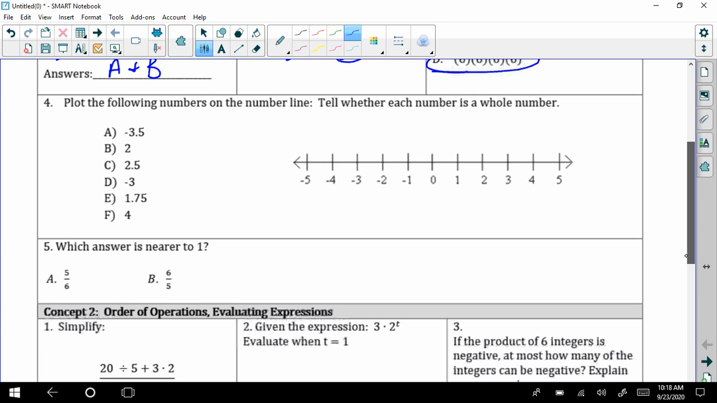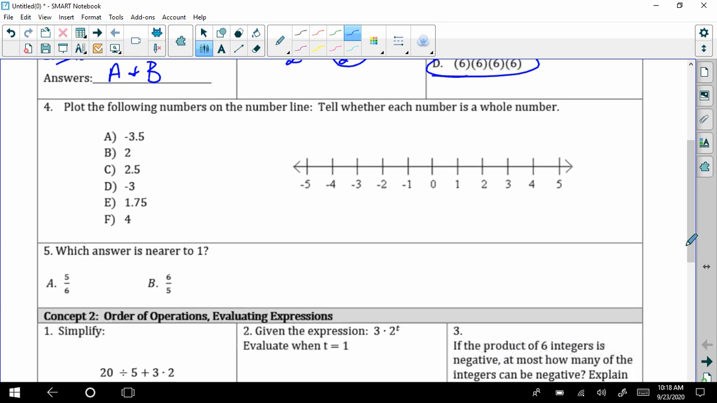Number 4, plot the following numbers on the number line. Tell whether each number is a whole number. So what I'm looking for is to plot and tell if it's a whole number. So let's start plotting them at negative 3 1/2. Here's negative 3, there's negative 4. So negative 3 1/2 is right here, that's A. 2 is right here, and that's going to be B.